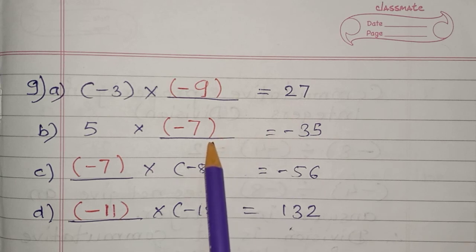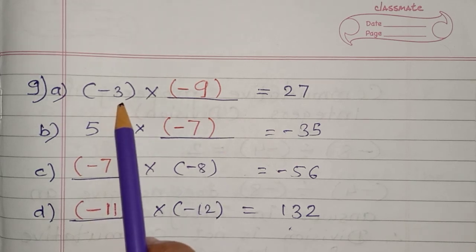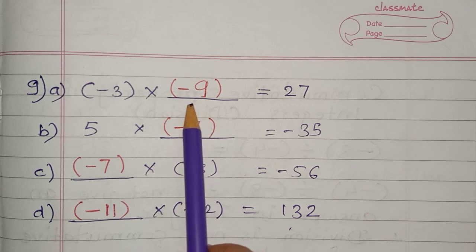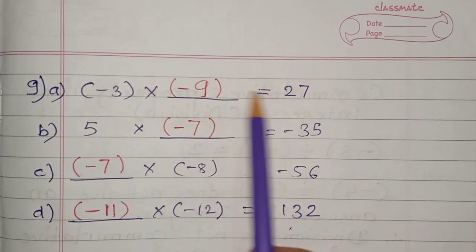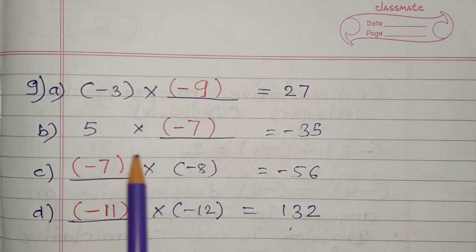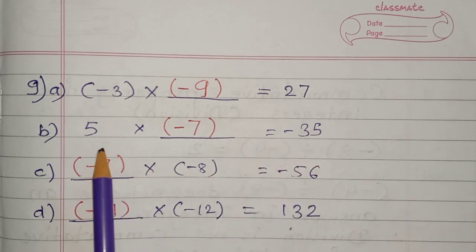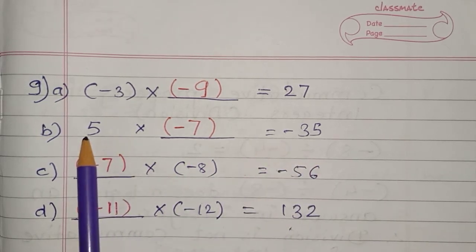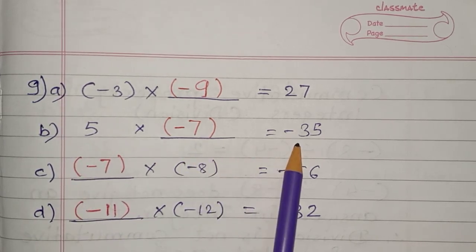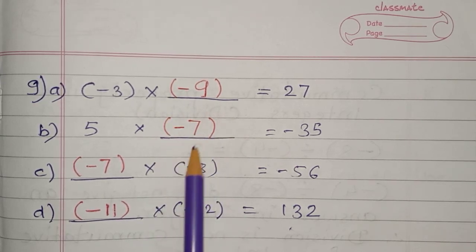If you don't know the tables, you can divide this number by 3. So 27 divided by 3 gives the answer 9. And about the sign, since my answer is positive, both the numbers here have to be negative. Now 5 into what gives the answer minus 35? Again 35 divided by 5 gives the answer 7. Since this number is positive, the answer is negative, so this number has to be negative. So it is minus 7.